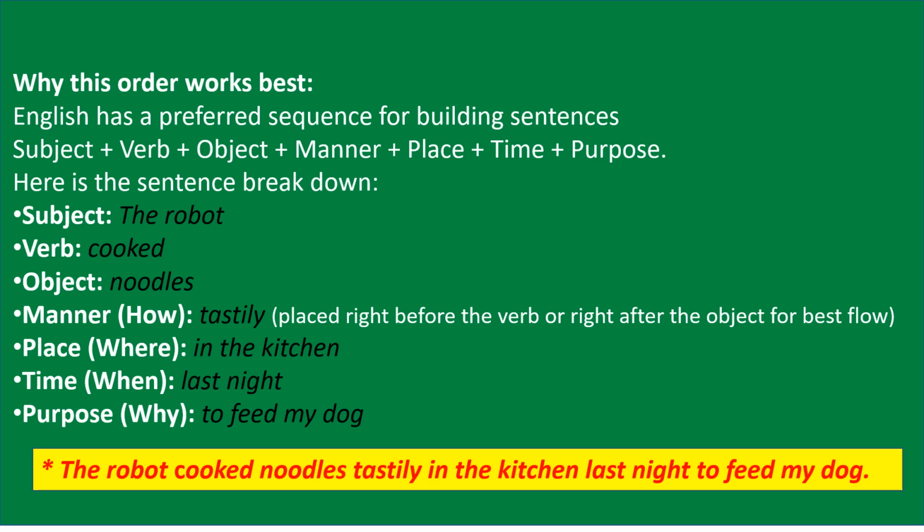Object, noodles. What? Manner, tastily. How? Place, where? In the kitchen. Time, when? Last night. Purpose, why? To feed my dog. So the sentence would be: the robo cooked noodles tastily in the kitchen last night to feed my dog. So that's how it sounds good.